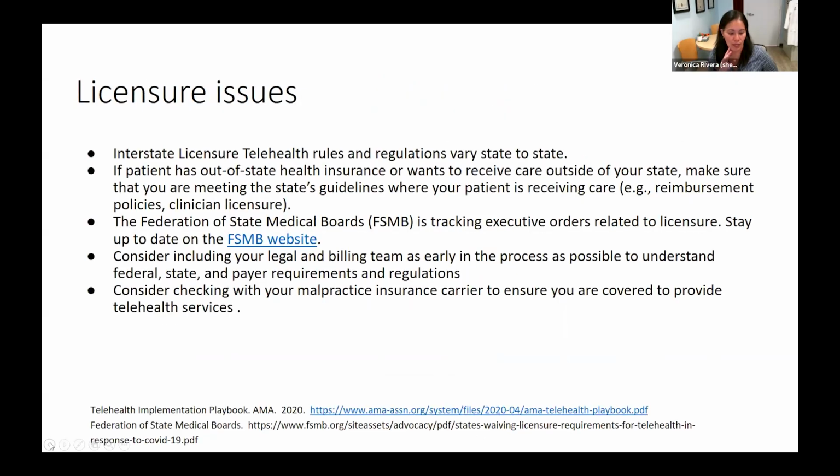A couple other things to consider: licensure issues. So the interstate licensure telehealth rules and regulations do vary state to state.